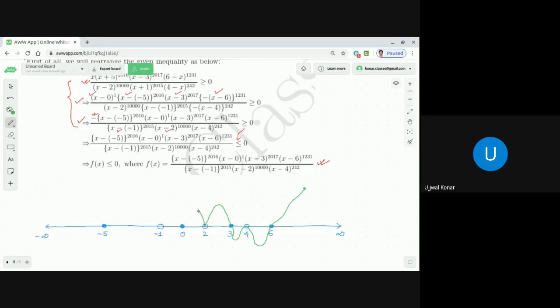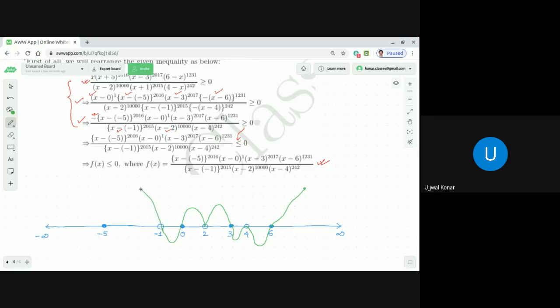Rather, I should jump and go to the next point, which is 0, (x minus 0). What is the power of (x minus 0), dear students? 1, which is an odd number. So I should cross the number line. Then I'll go to the next point, x minus (minus 1), that is x plus 1. What is the power, dear students? 2015, which is an odd number. So I must cross the number line.